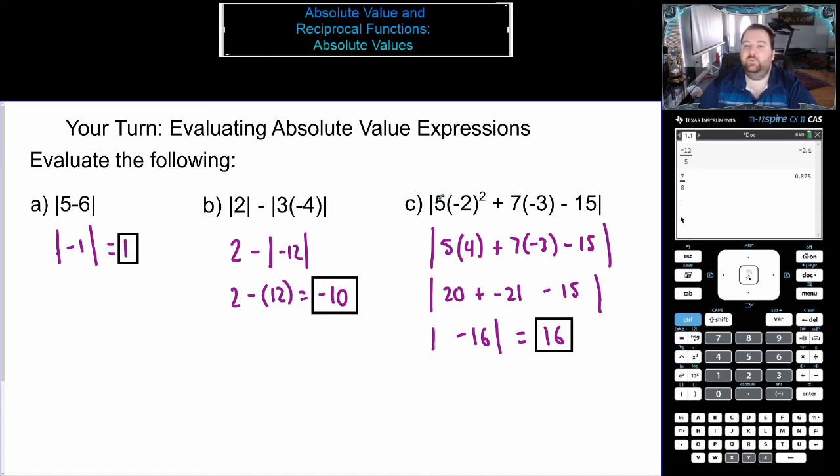On this one, we're going to deal with the exponents first. So negative 2 squared is 4. And then we just wrote everything out. Then we're doing multiplication next. So 5 times 4 is 20. And 7 times negative 3 is negative 21. And we wrote everything out. Now 20 plus negative 21 is negative 1. Minus 15 is negative 16. So we have the absolute value of negative 16 here. I'm just going to clean this up a bit. And the absolute value of negative 16 is 16. Hopefully you got those all correct.